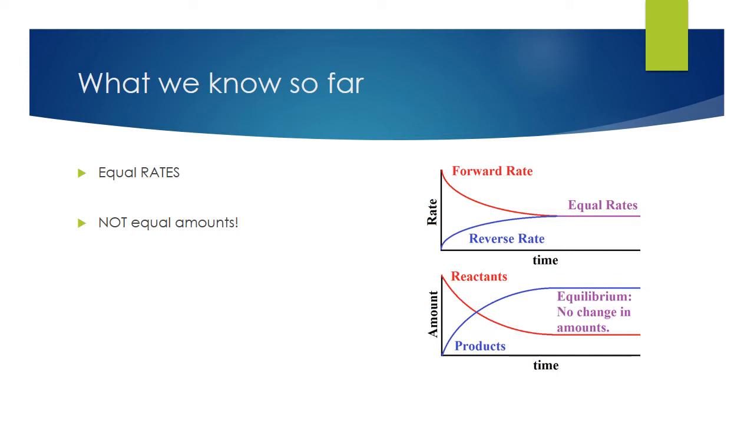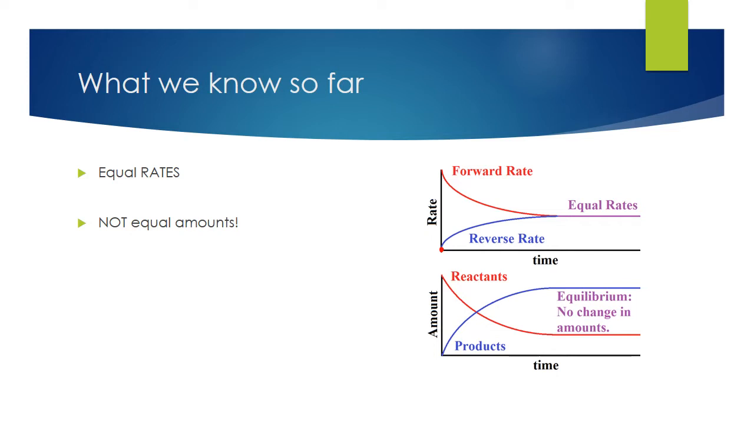We found out that at equilibrium, the forward and reverse rates of reaction are equal to one another, but the amounts of the reactants and products are not necessarily going to be equal. These graphs show that. The reverse rate starts at 0 because if all you do is dump reactants into a container to begin with, you have no products for the reverse reaction to run with, so the reverse rate would start at 0.